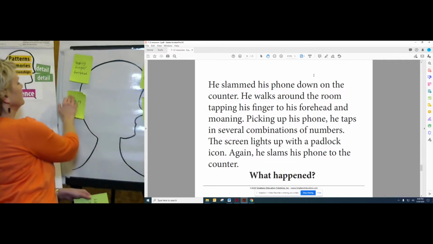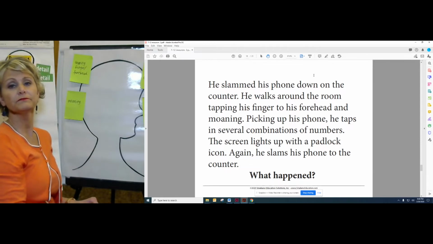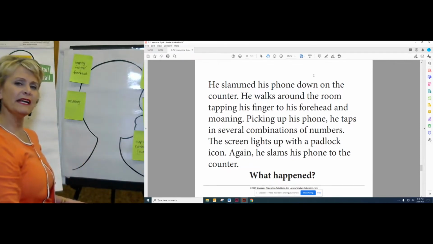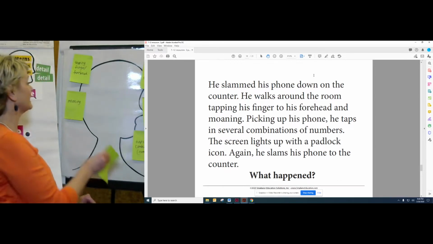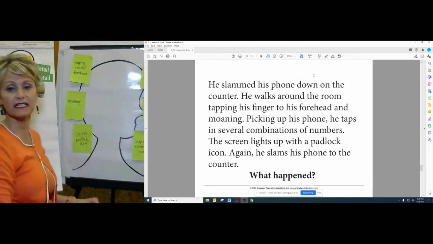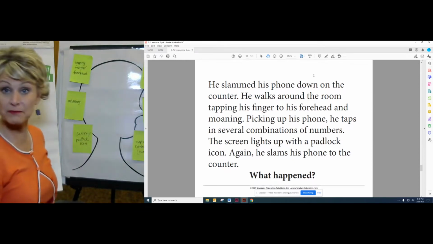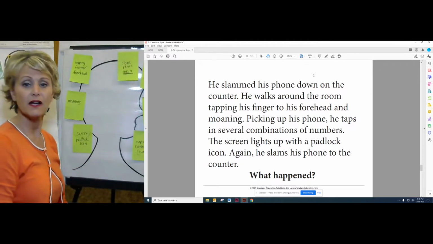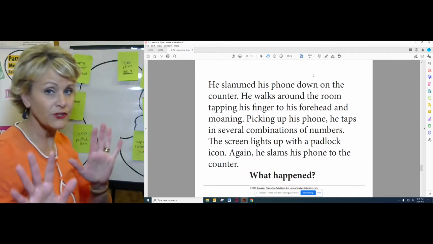All right, this idea that he's moaning. What else? Several combinations of numbers. Anything else? Oh, the padlock icon on the screen. Got it. Okay. Anything else? Slams the phone again? Got it. All right. Slams the phone down again. Okay. So we're trying to figure out what happened.